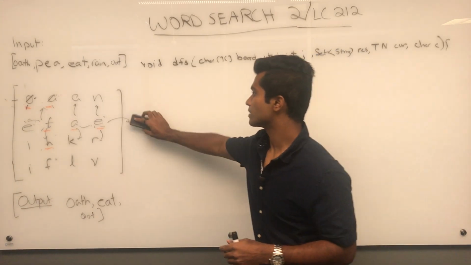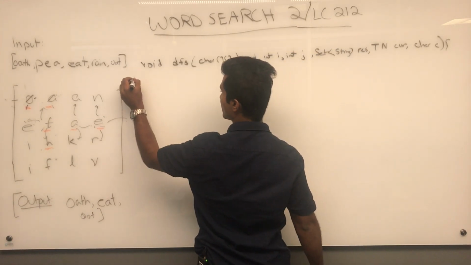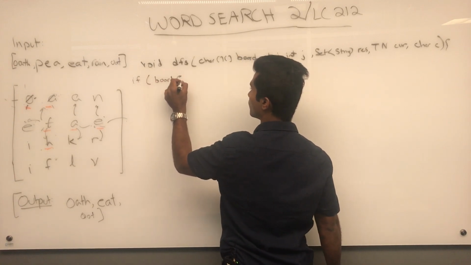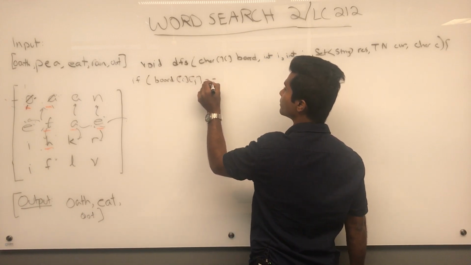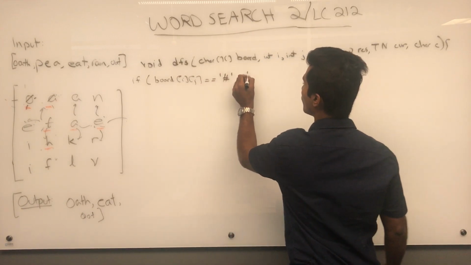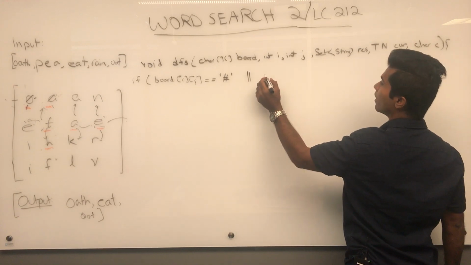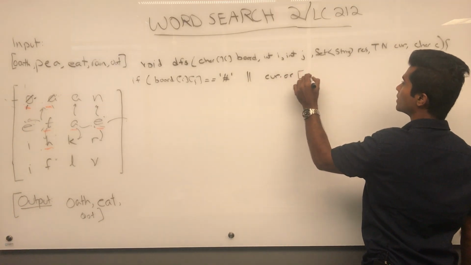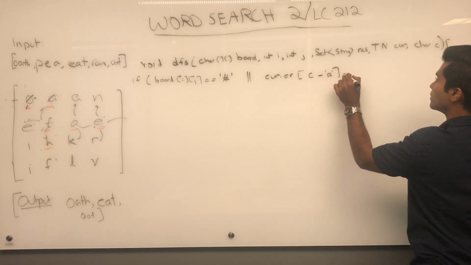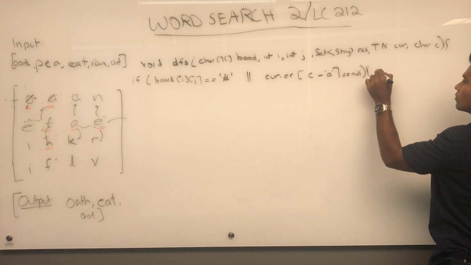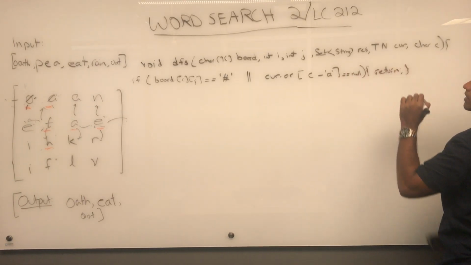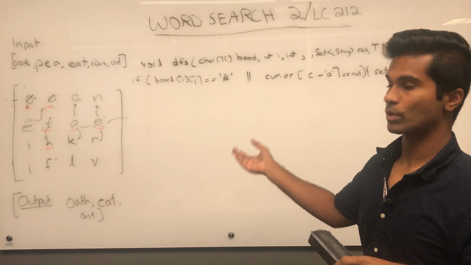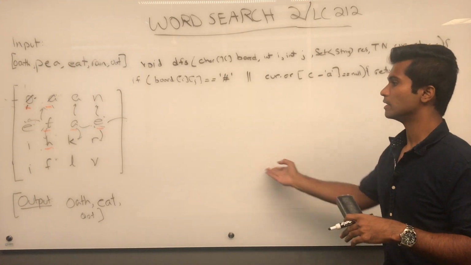So let me write the base cases for that. If the board of i of j has already been visited, or the current dot arr of c minus a is null, return. Yes, I know that out of bounds is also a condition where we're returning, but we can just write that in the for loop that I'll show you.